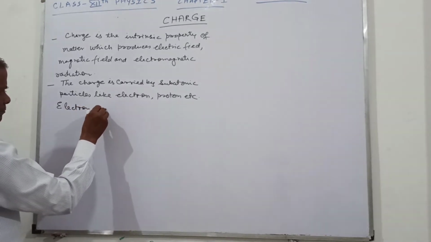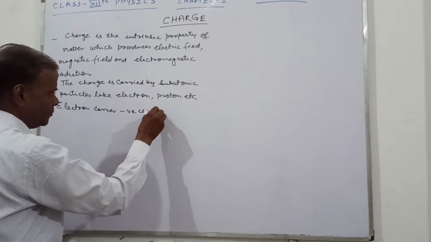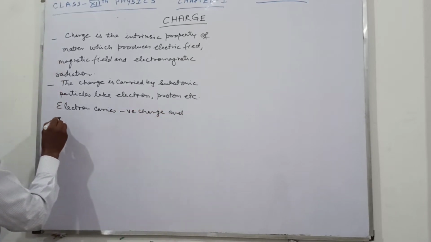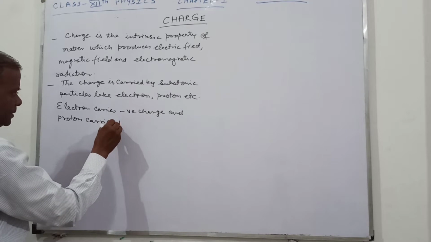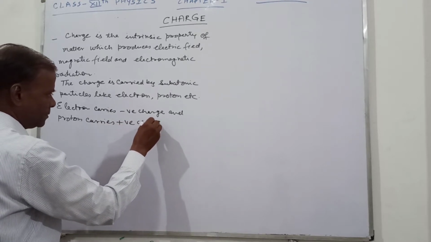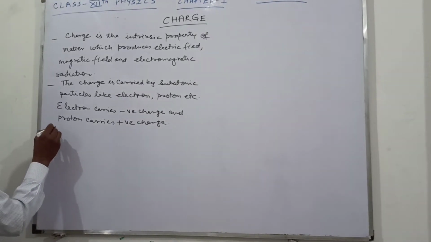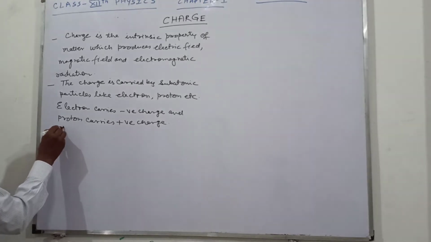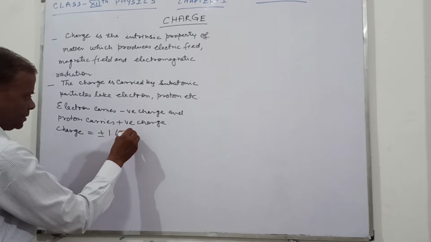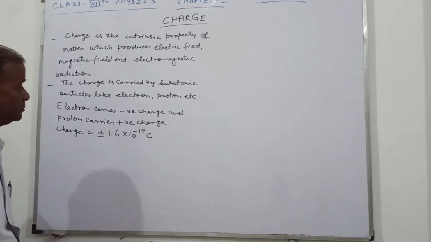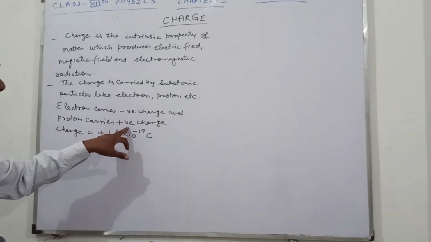Electron carries negative charge and proton carries positive charge. So this charge is how much? Charge is plus minus 1.6 times 10 to the power minus 19 coulomb. So negative charge is carried by this electron and positive charge is carried by this proton.